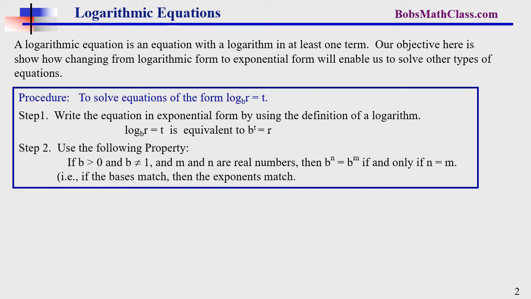And then we're going to use a property we talked about previously. If b is greater than 0, not equal to 1, and m and n are real numbers, then b to the n equals b to the m if and only if n equals m. What that statement says is if the bases match, then the exponents match. It also says if the exponents match, then the bases have to match. So that's the if and only if. It goes both ways.